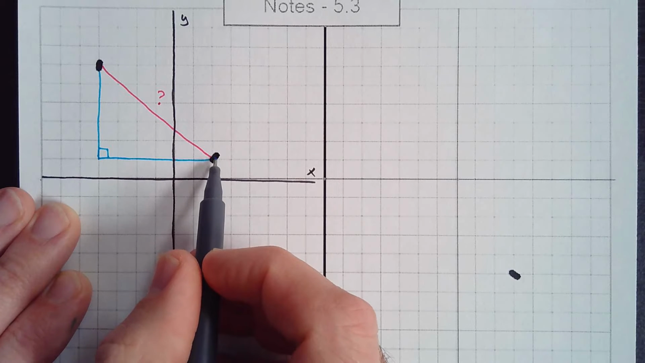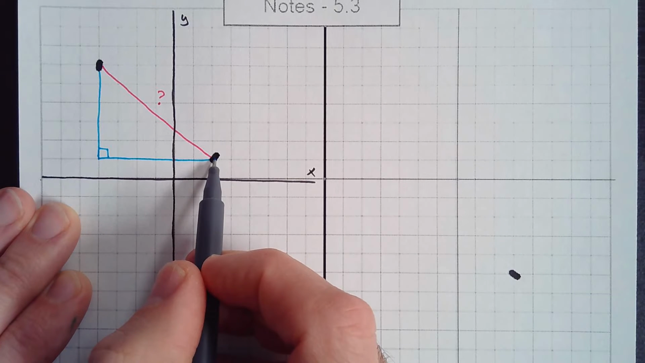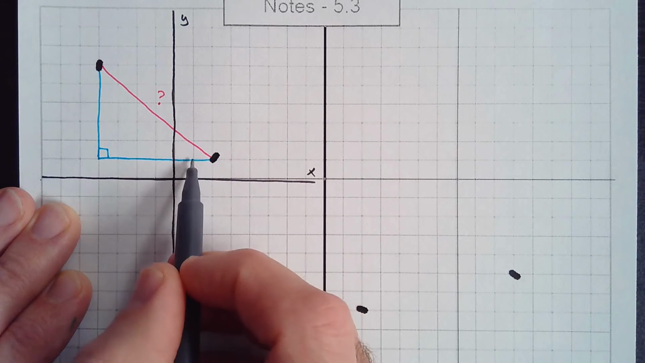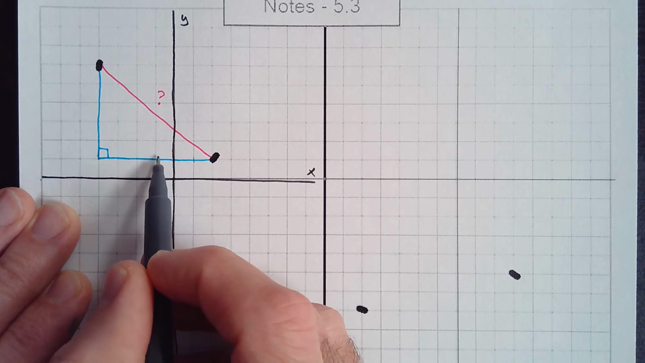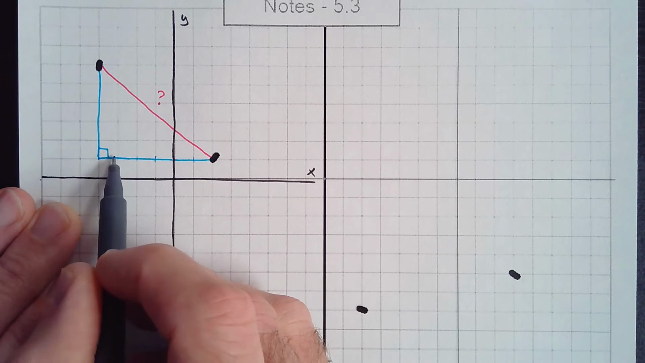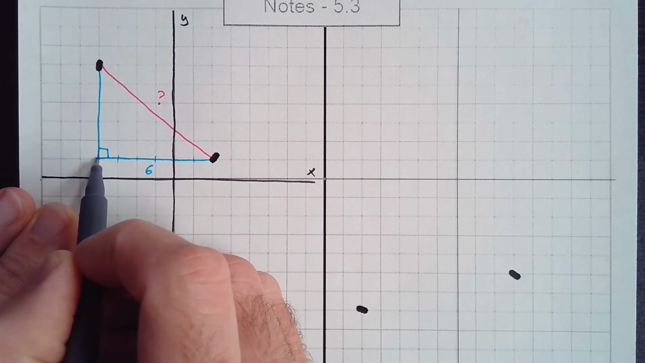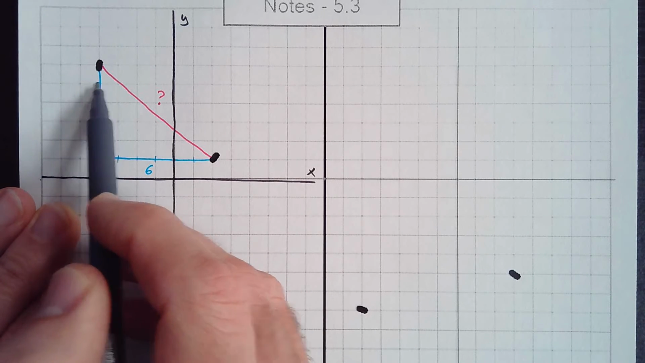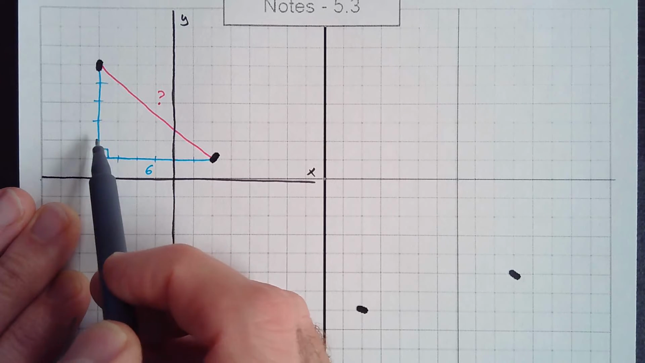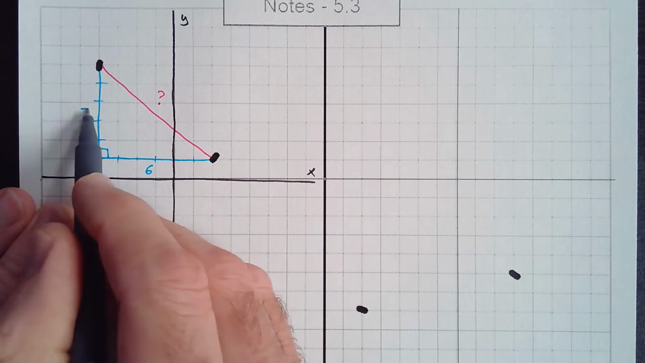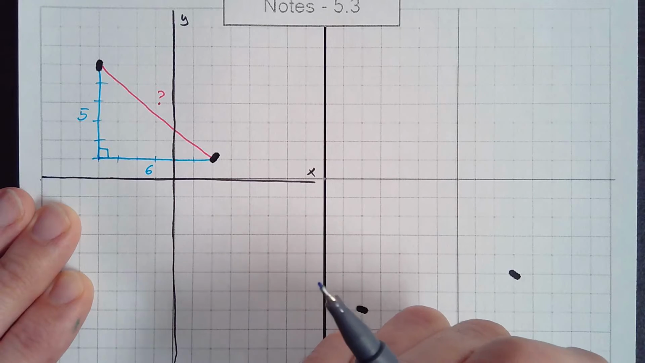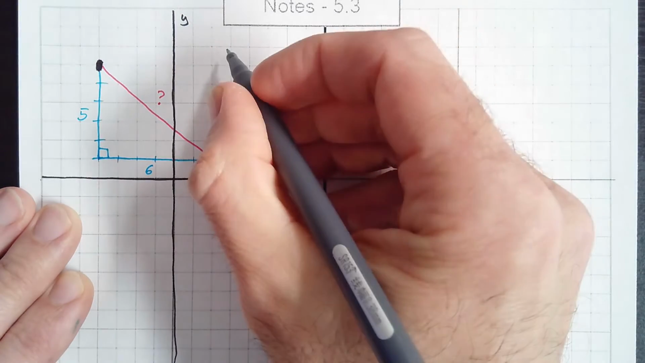Now how do we find the length of each of these legs? We count. So count from this dot, count how many lines it goes over. So 1, 2, 3, 4, 5, 6. So this one's 6 long. And then from the dot here, we'll go 1, 2, 3, 4, 5. So this is 5.